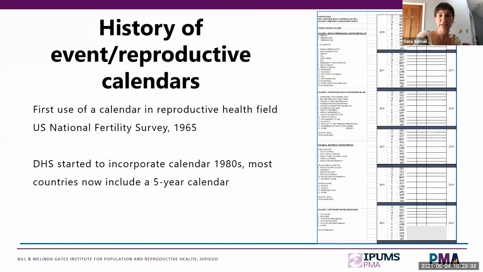The first use of a calendar in the reproductive health field appears to have been the coding of contraceptive methods in the US-based National Fertility Survey of 1965. Other fertility surveys in Latin America and the Philippines used calendar-like approaches to record sexual and reproductive health events in the 70s and 80s. And the Demographic and Health Surveys, or DHS, began to incorporate a calendar module into selected surveys in the mid-1980s. And most of their surveys today include a 5-year calendar, which you can see a paper version of on the right.